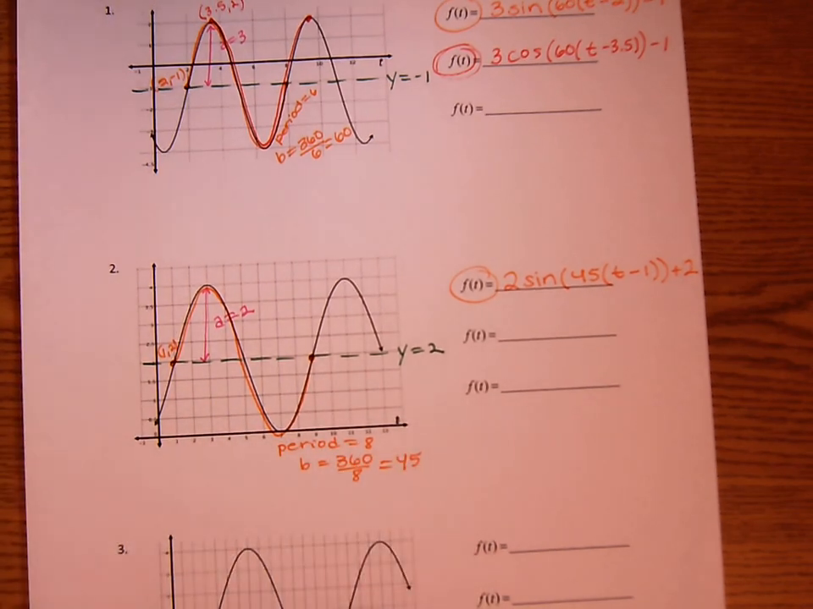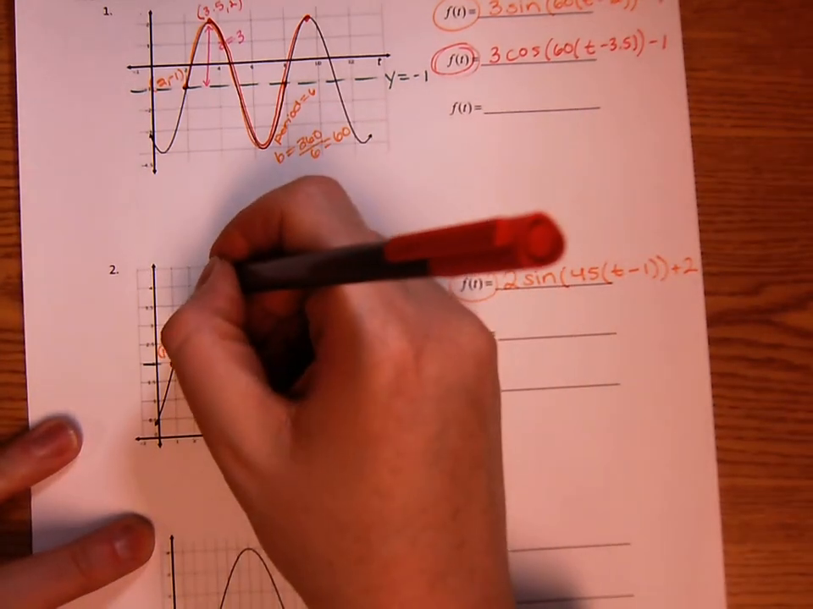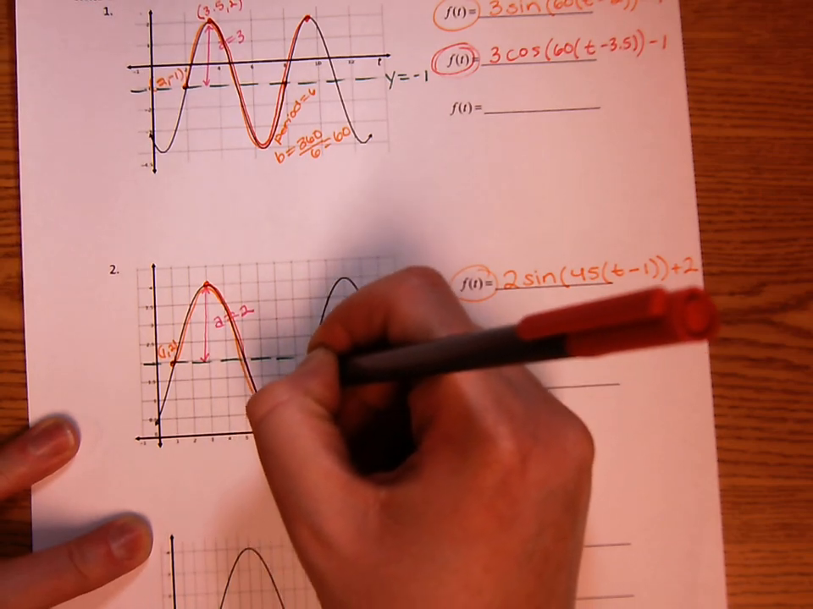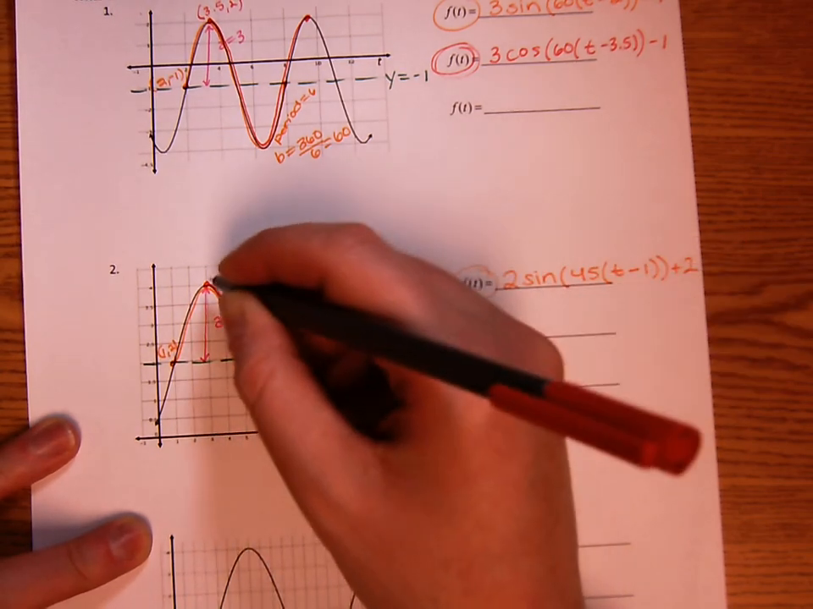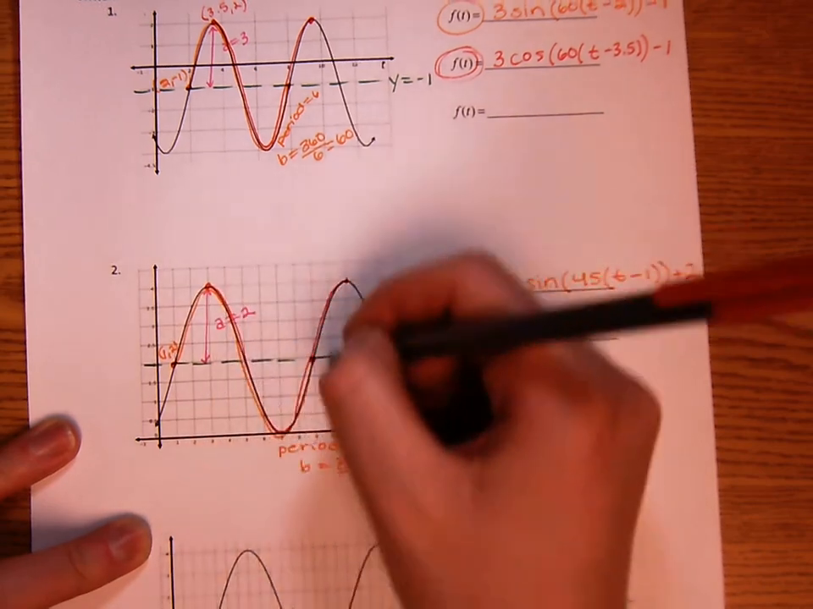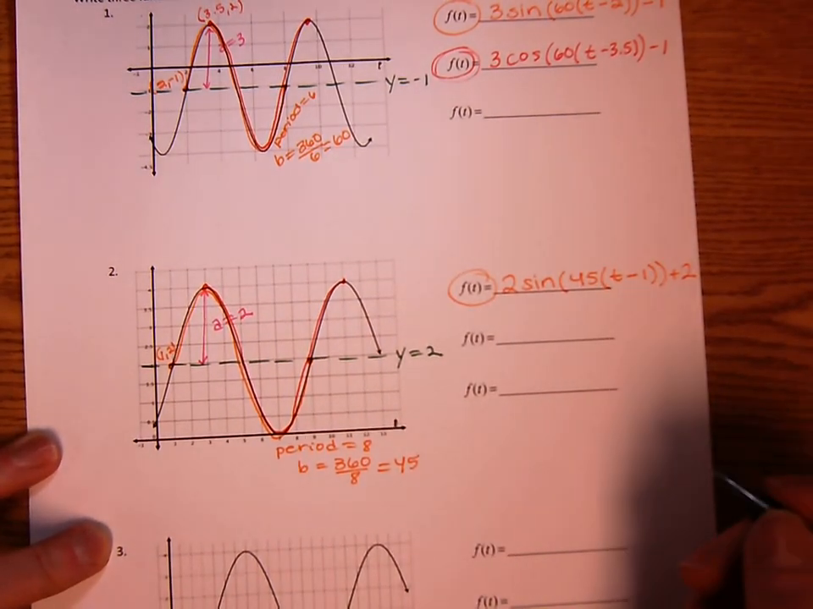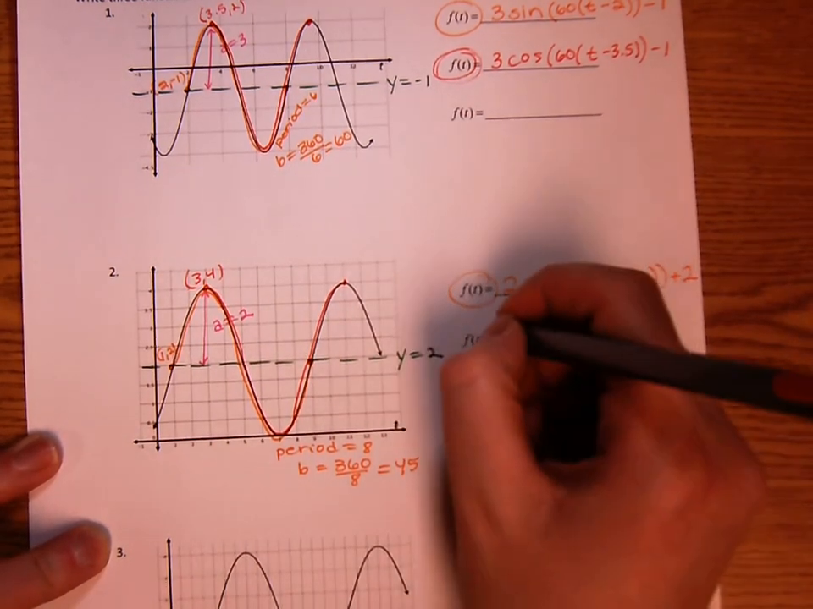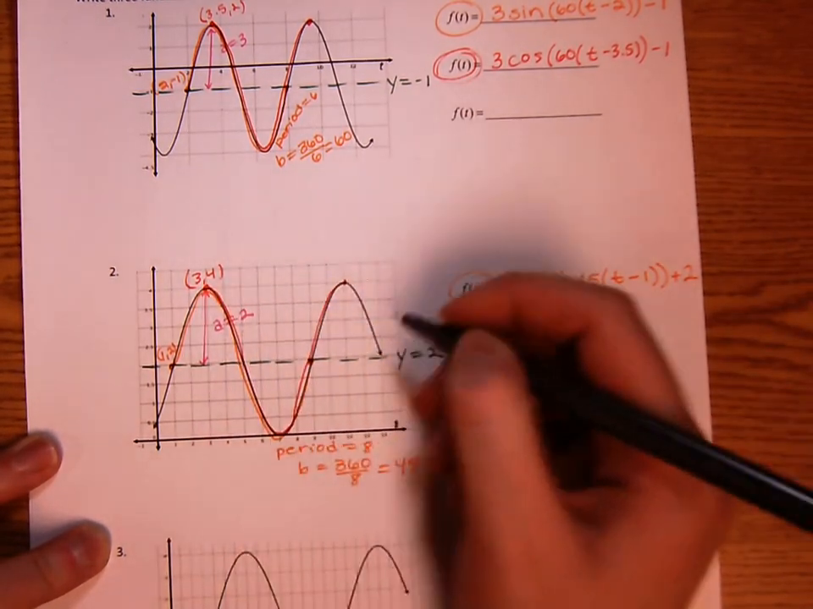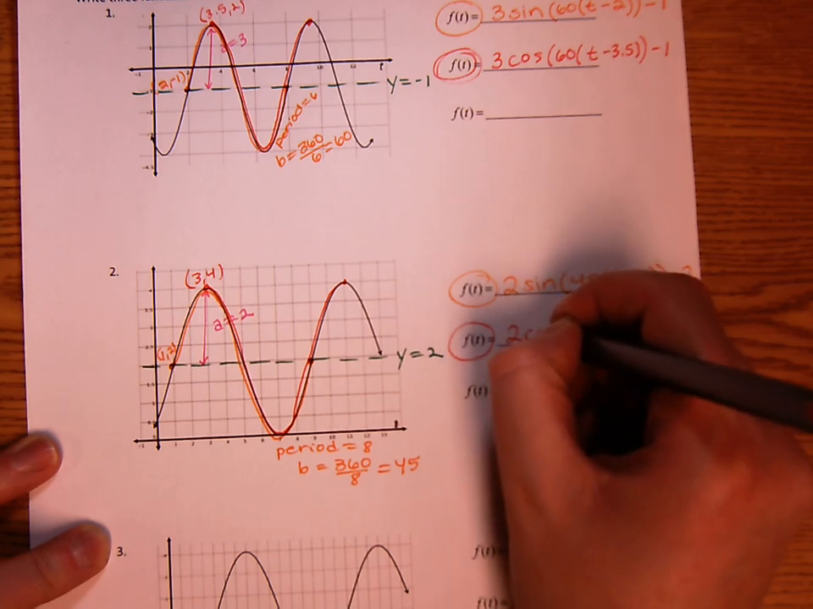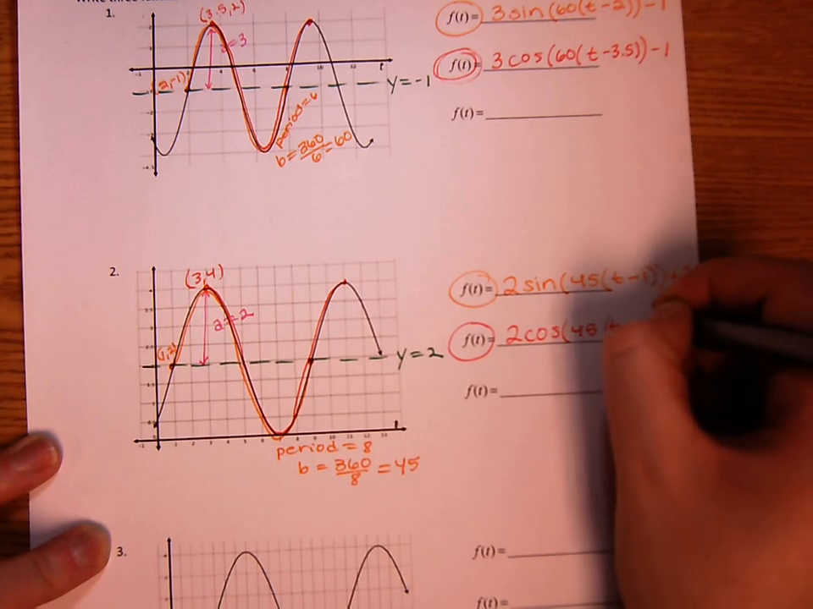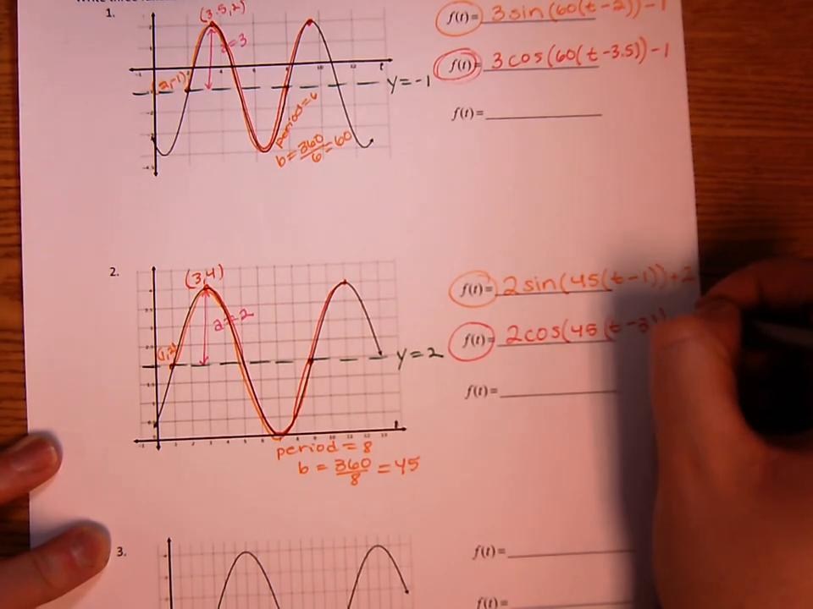Now if I choose to highlight a cosine graph, I could start up at this relative maximum and go through my 5 critical points. Cosine graphs almost make like a smiley face, from peak to peak there, if that helps you at all. That would be a shift 3 to the right, so 3 comma 4 is where I'm starting. Because I'm starting at a maximum, I do not need a reflection, so that would be 2 cosine of 45(t minus 3) plus 2.